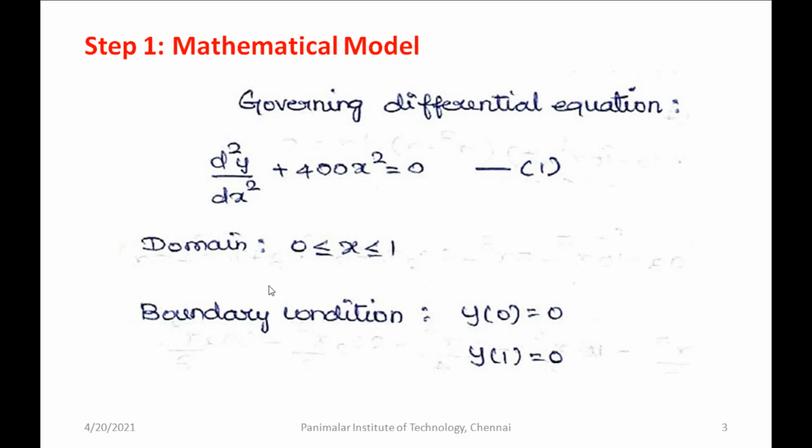Let us see how to proceed with this problem. The first step, we have to write down all the conditions given for the mathematical model. The three things we have to write down: one is the governing differential equation, d square y by dx square plus 400 x square equal to 0. Then the domain varying from 0 to 1, and the boundary conditions. There are two boundary conditions, y of 0 equal to 0 and y of 1 equal to 0. So these are the three conditions given in the problem.